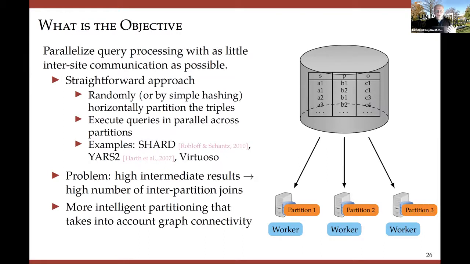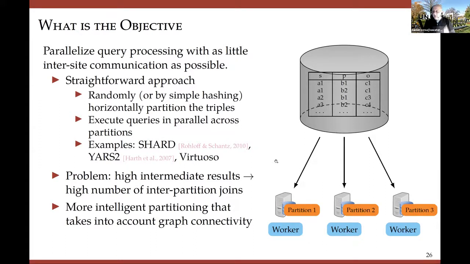The objective of partitioning, of course, and this appears in relational systems as well, is that you take your data and you somehow partition it, or sharding is what it's called. Partitioning in this case is horizontal partitioning. So you take the table and horizontally cut it and put each partition in a different worker, and then the query executes in parallel. Some of the systems that have been proposed take the triple table and simply use hashing on the triple table to get the partition.